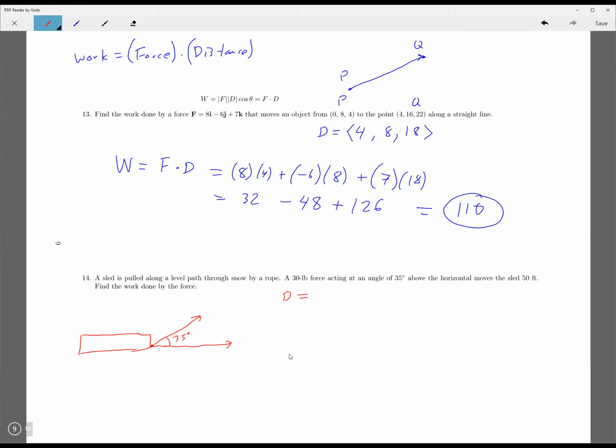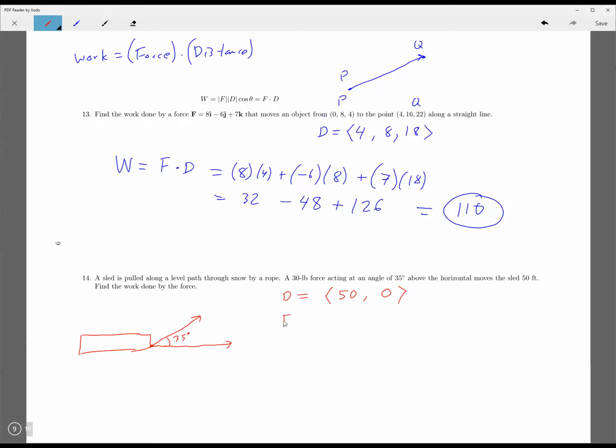Okay, so what's your distance vector going to be? Anyone want to take a guess at it? Would it be 50 cosine 35? Oh, never mind. No, your sled's going to move forward, so it's going to be 50, 0. Yeah, 50, 0. We're just saying two-dimensional stuff. So 50, 0 is going to be your distance vector, because that's just going forward 50 feet.